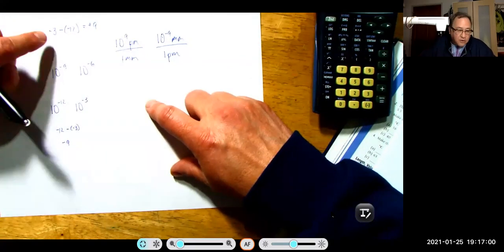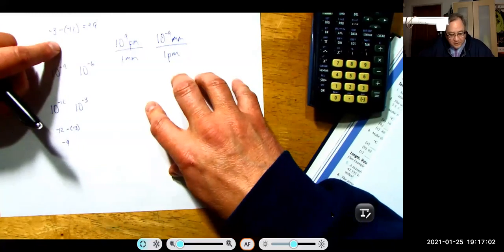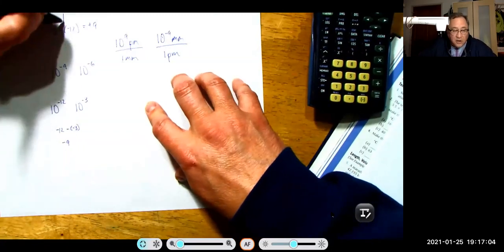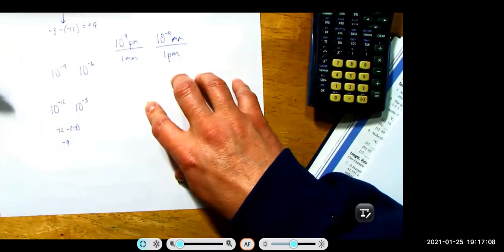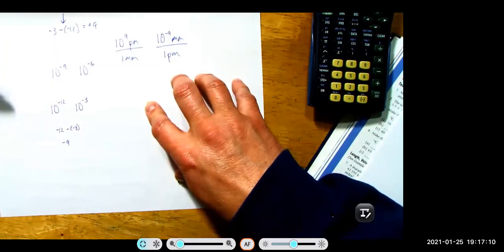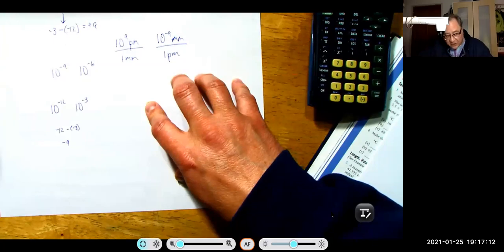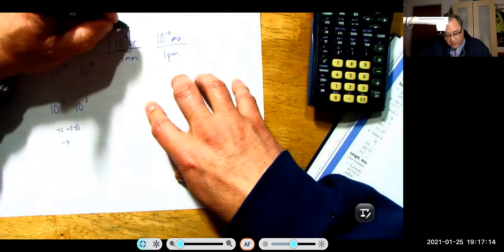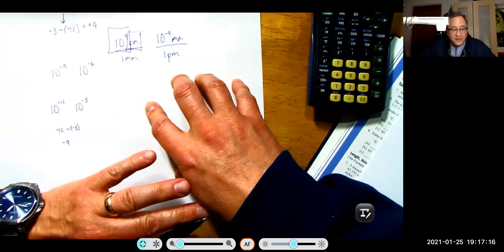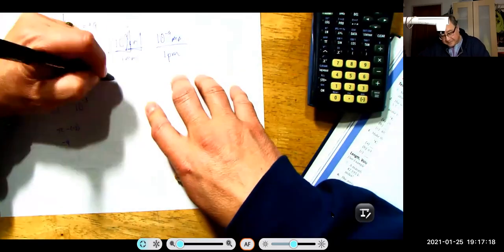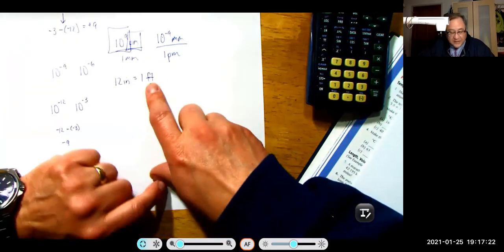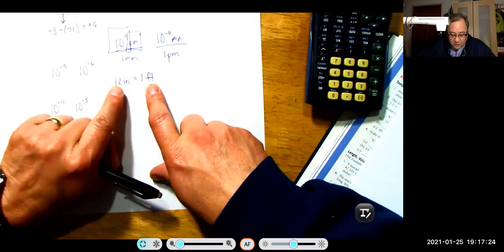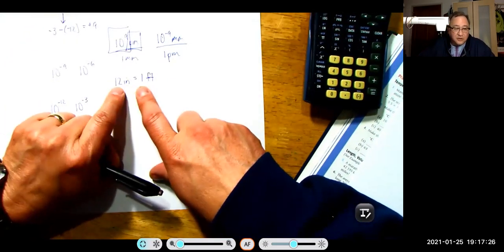You asked, do you always subtract the smaller from the larger? This is subtracting the smaller from the larger. I just need to make sure that I put the large number with the smaller unit. Absolutely. The larger number always goes with the smaller unit. Always. Just like here. A foot is larger than an inch, but 12 is bigger than 1. Bigger number goes with the smaller unit.